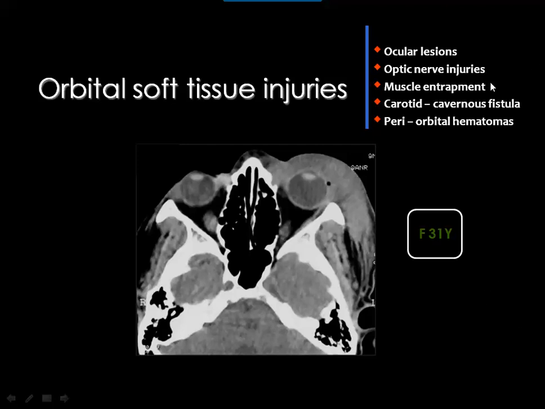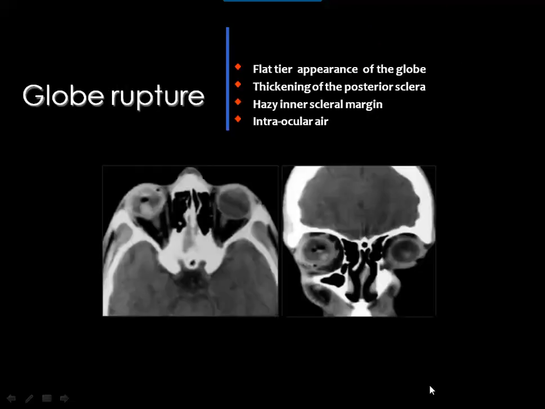Then there are a lot of orbital soft tissue injuries in the course of maxillofacial trauma, starting with ocular lesions, optic nerve injury, muscle entrapment, carotid cavernous fistula, and periorbital hematoma, which is the most common, of course. And you see here there is a large soft tissue mass covering the anterior aspect of the orbit, and this mass represents a hemorrhage and contusion of the preorbital soft tissues.